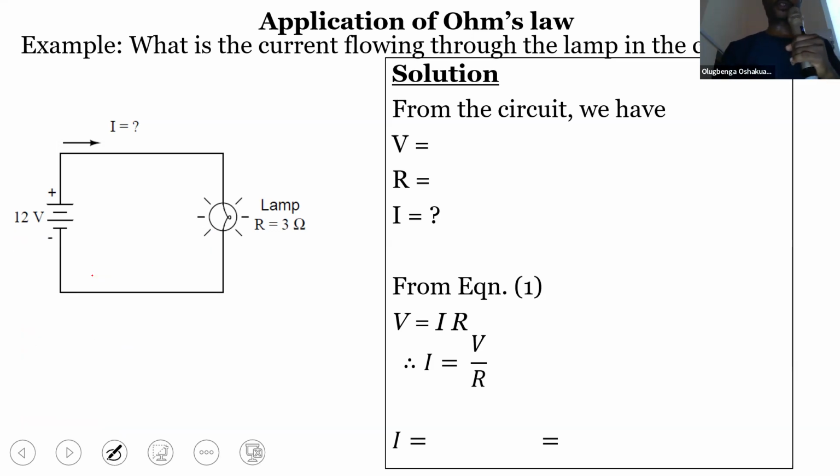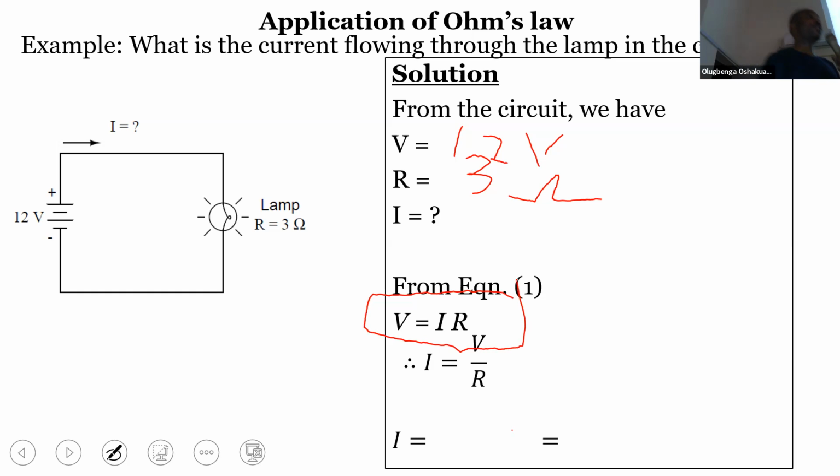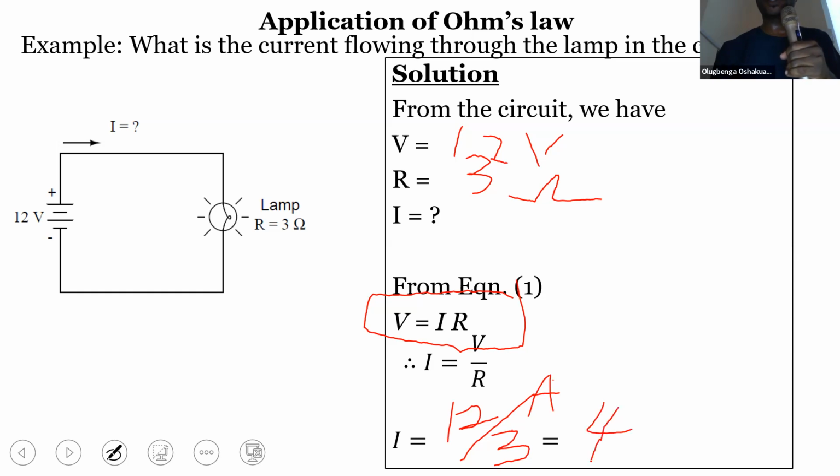So a smart move is to bring out the important information and say voltage is 12 volts, resistance is 3 ohms, and what is current? Then we should always remember Ohm's law, which is V equal to IR. And since V is equal to IR, then I is equal to V over R. We know V, we know R, that is 12 over 3 amperes. And that is 4 amperes.